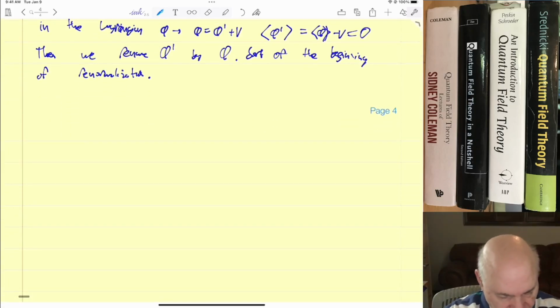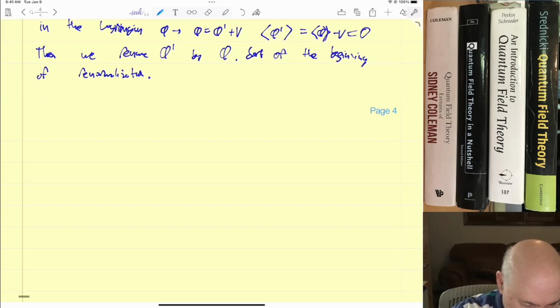Now, in the same way, we can look at a one-particle state matrix element.